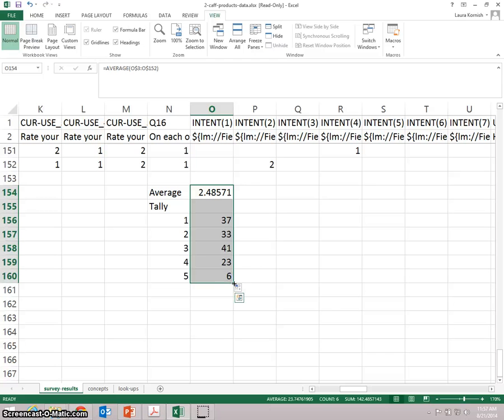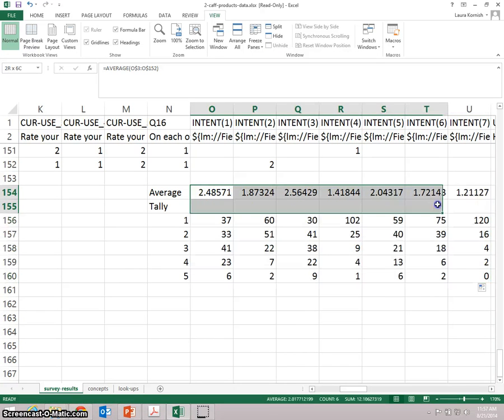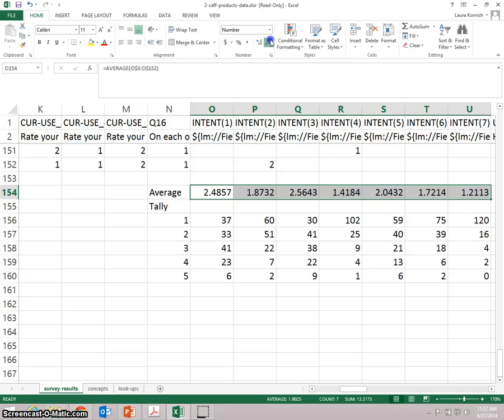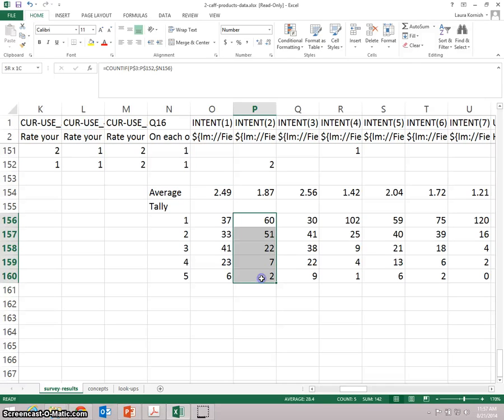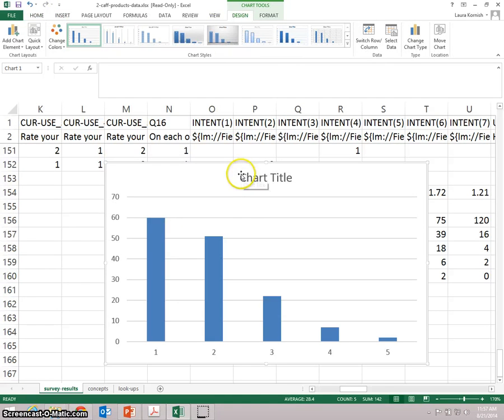And all of these formulas are written so they can be dragged for the seven concepts. And I don't need that many decimal places. I'm going to reduce that. In the module, you'll look at these tallies, you'll look at averages, and you'll make some graphs. These are purchase intent responses for the caffeinated cookies.